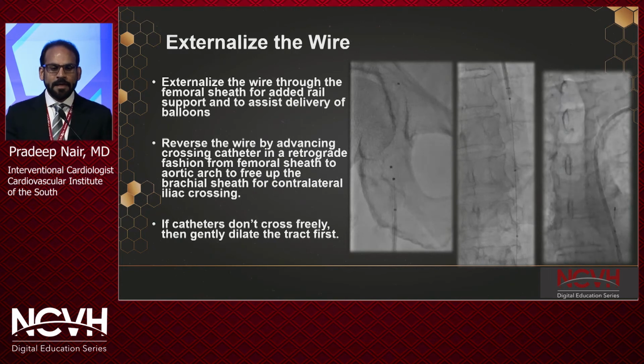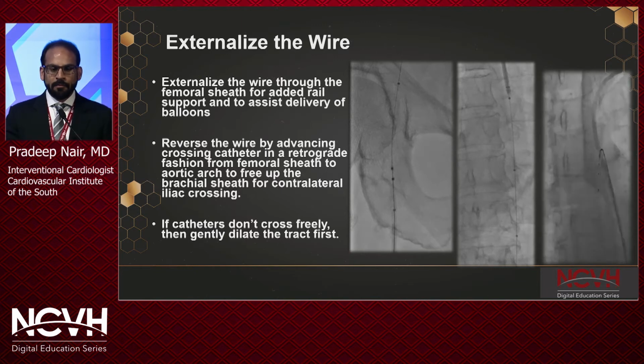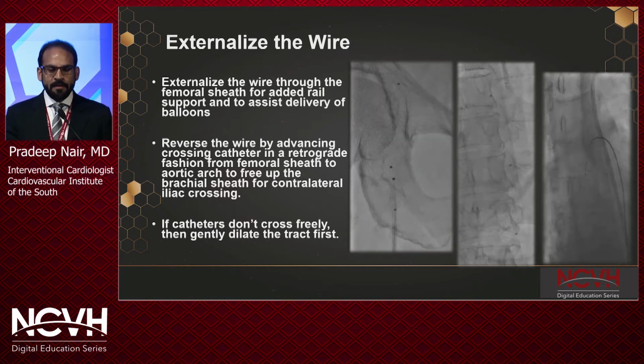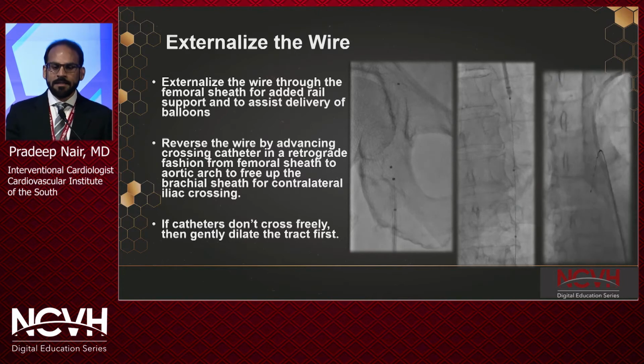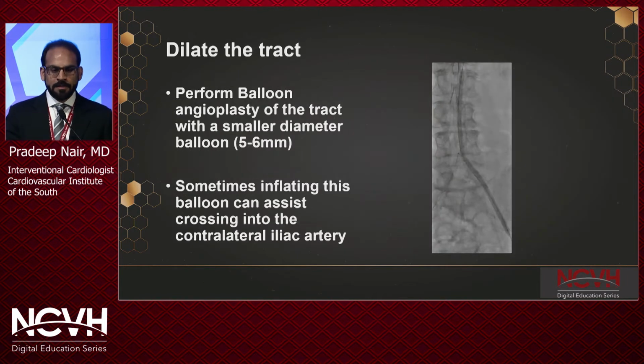Then next you want to externalize your wire through the femoral sheath for added rail support and to assist delivery of the balloons. You've reversed the wires at this point by advancing the crossing catheter in a retrograde fashion so that you can free up your brachial sheath for contralateral iliac crossing. And if the catheters don't cross easily, dilate the tract gently first. Dilation of this tract is important, and you use smaller balloons, usually 5 to 6 millimeters.